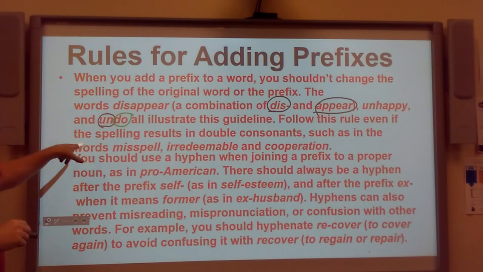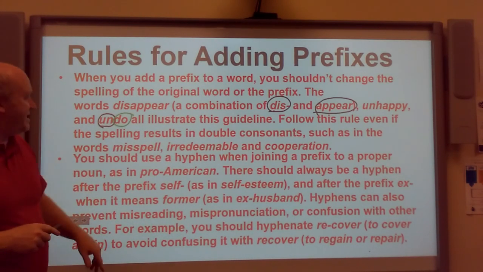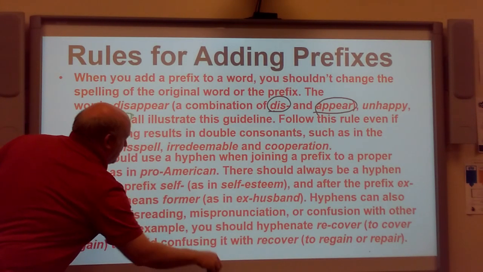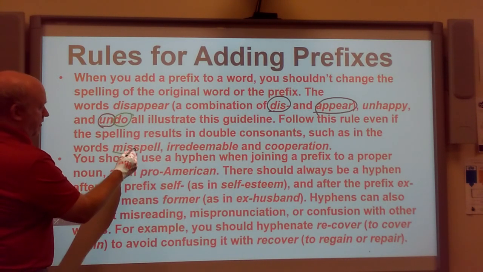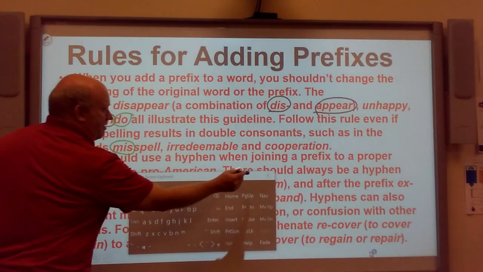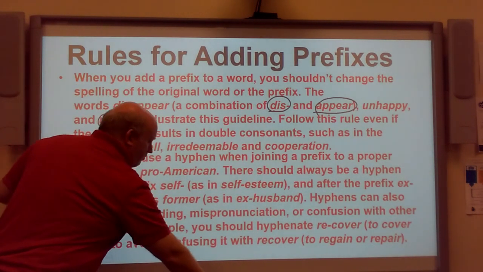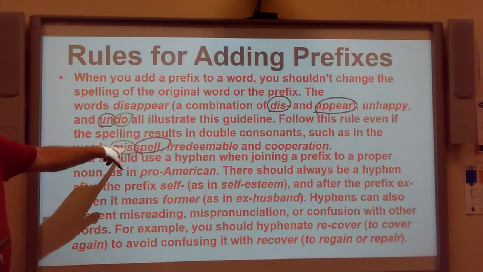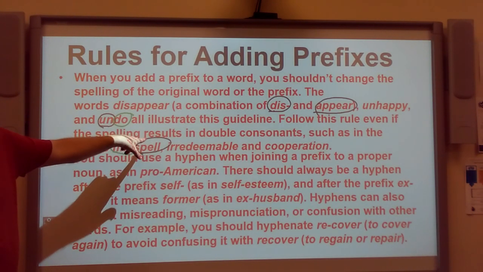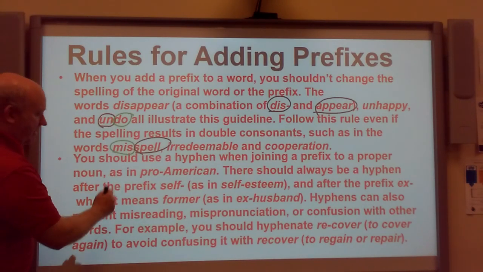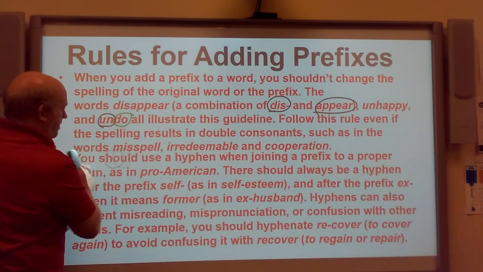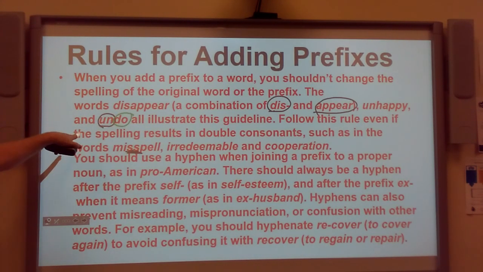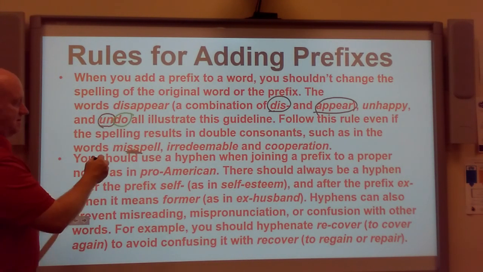Follow this rule even if the spelling results in double consonants, such as in the word misspell. Here's my prefix, mis. And here's my root word, spell. See here? Mis is spelled M-I-S, spell is S-P-E-L-L. There's my double consonant right here. See, that's why you follow this rule even if the spelling results in double consonants.